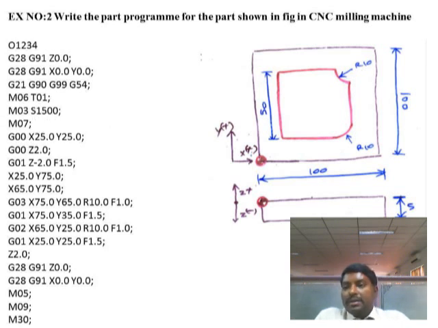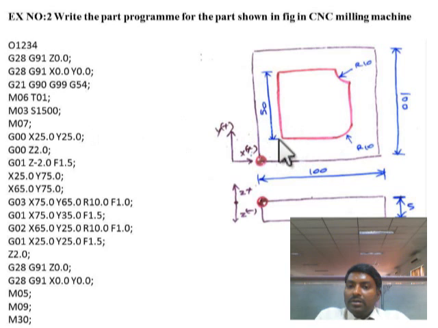That is, the tool will be rotated at a speed of 1500 rpm, and M07 means coolant motor on. So the next thing is the tool. The tool is now at the reference point. So now we have to start the operation. Before starting the operation, the tool should be brought to the point which is nearer to the workpiece.